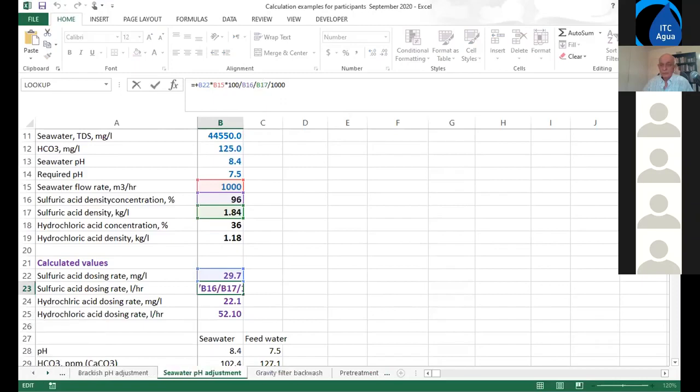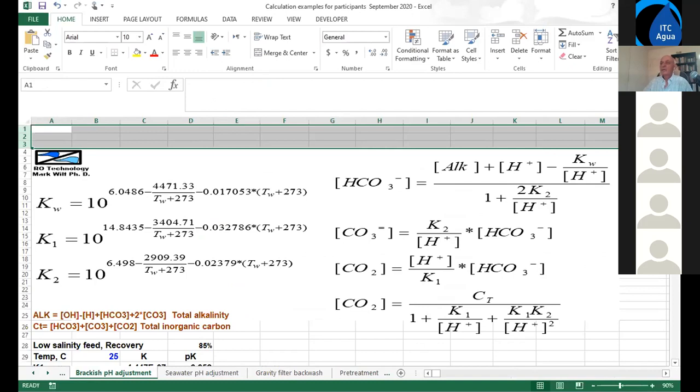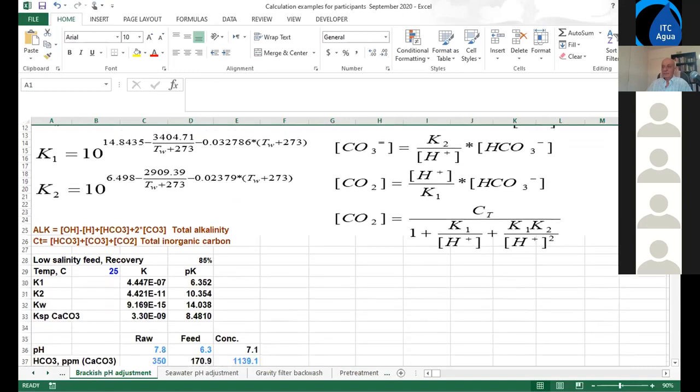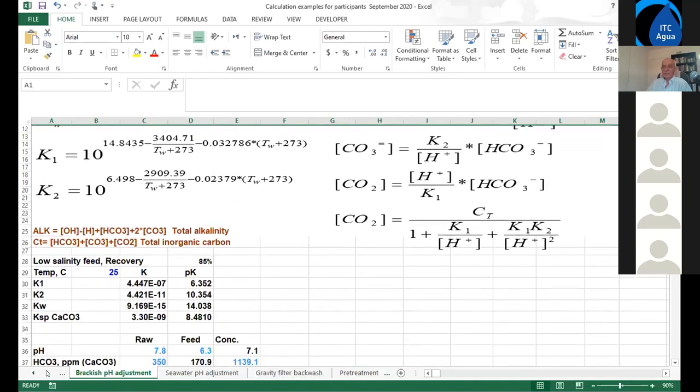Okay, and all the calculations are based on this relation between the alkalinity and total inorganic carbon, which I mentioned, I believe, in the second module. From this relation, having two values like pH and bicarbonate, you can calculate the CO2, and then you can calculate everything else. So you can follow the calculation.